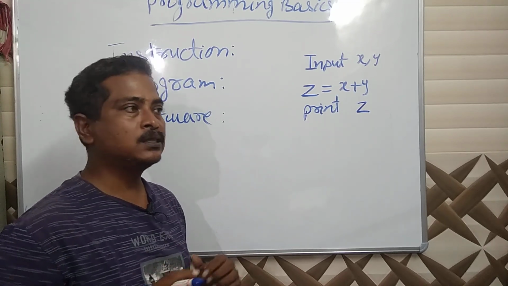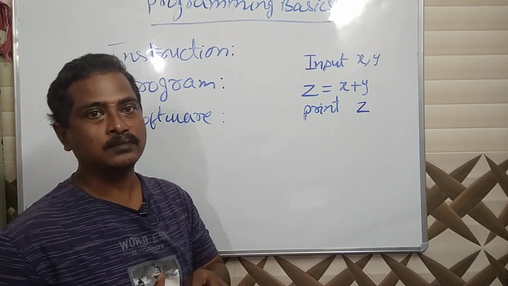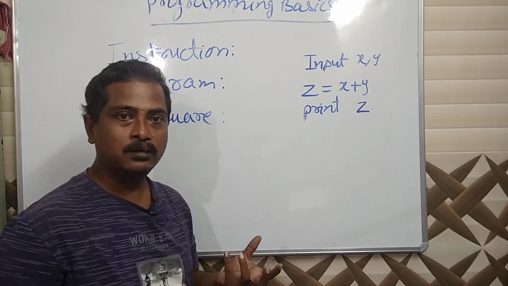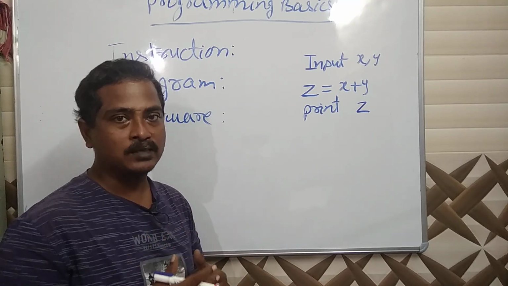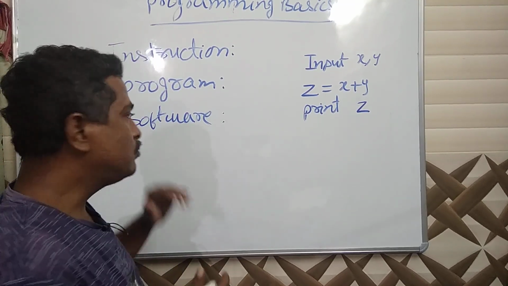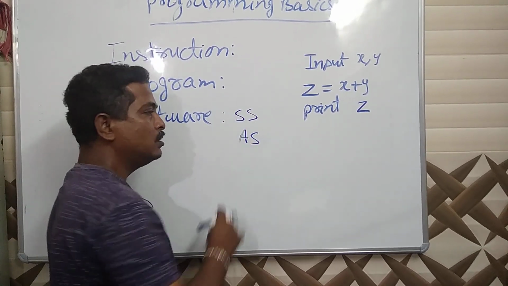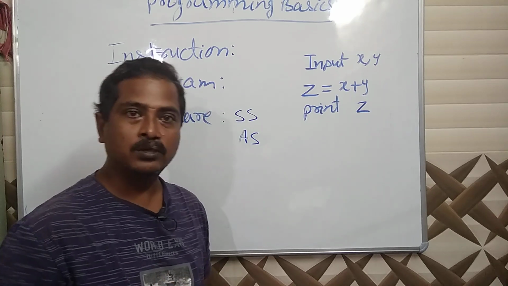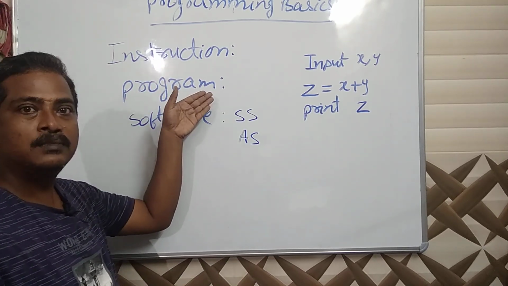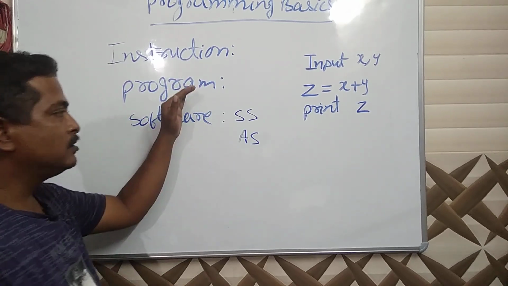Just like our games, car race, bike race, those are also sets of programs. Our operating system, whether it is Windows or Linux, that is software. That means that is a set of programs. This software is of two types: system software and application software. Whatever software it is, software means a set of programs, and a program means a set of instructions. So these are the terms we have to understand.